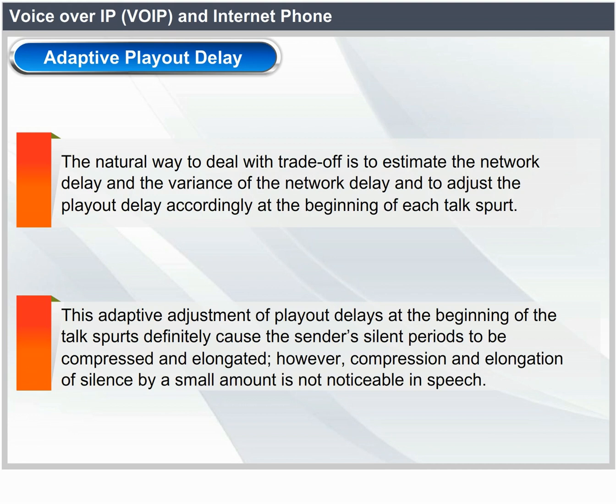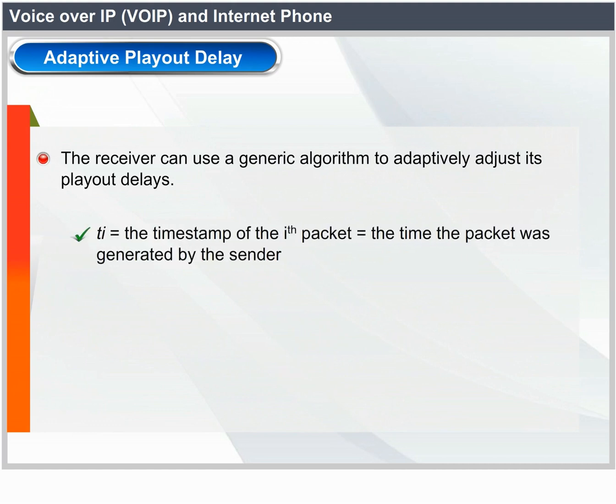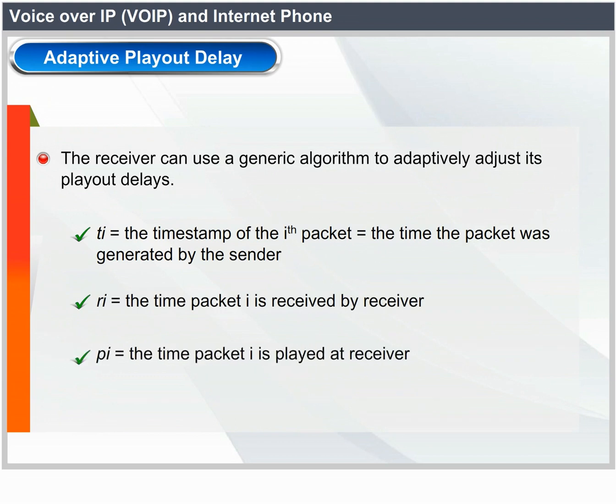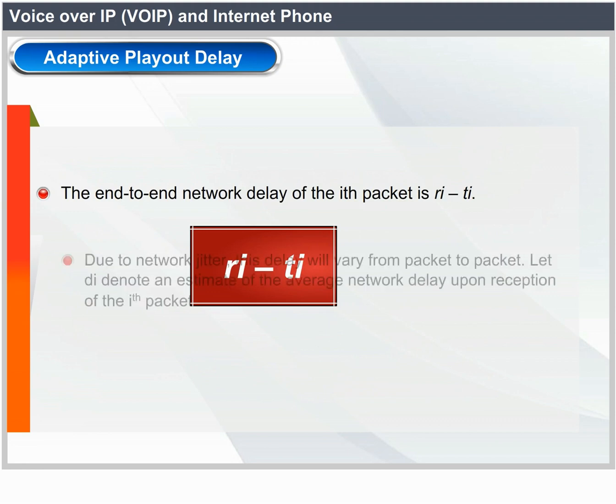A generic algorithm that the receiver can use to adaptively adjust its playout delays. ti is equal to the timestamp of the ith packet, the time the packet was generated by the sender. ri is equal to the time packet i is received by the receiver. pi is equal to the time packet i is played at the receiver. The end-to-end network delay of the ith packet is ri minus ti. Due to network jitter, this delay will vary from packet to packet.